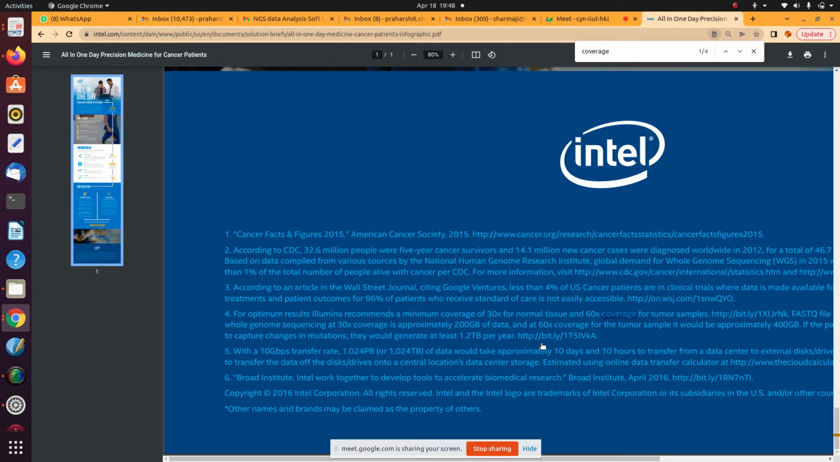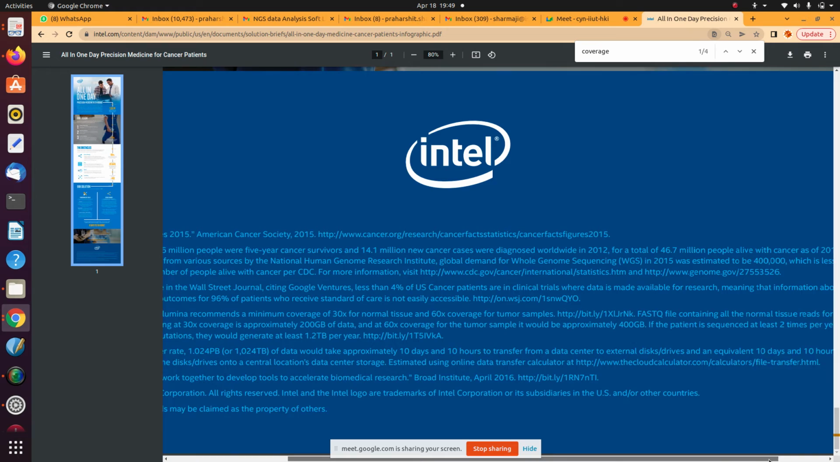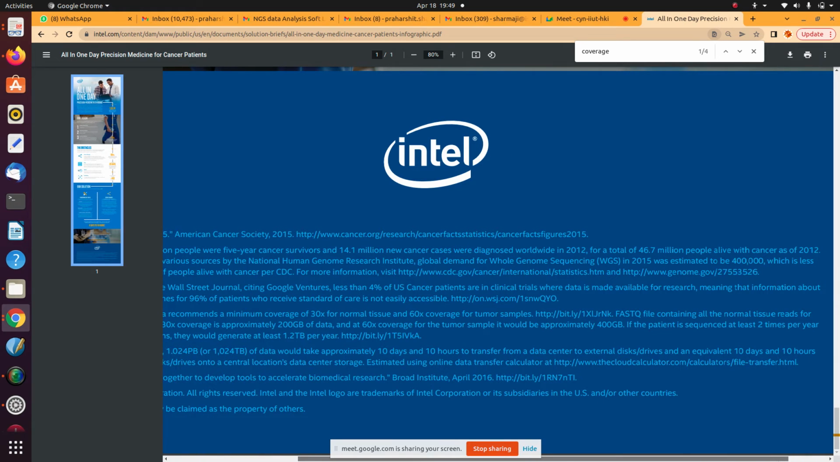Yeah. So what is the fourth point, Priyanka? For optimum results, Illumina recommends a minimum coverage of 30x for normal tissue and 60x coverage for tumor samples. Whole genome sequencing at 30x coverage is approximately 200 GB of data, and 60x coverage for further tumor samples would be approximately 400 GB.